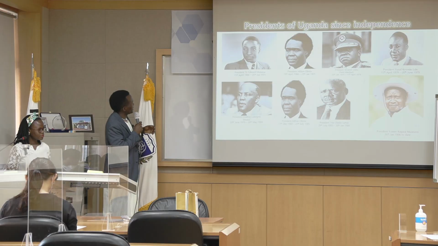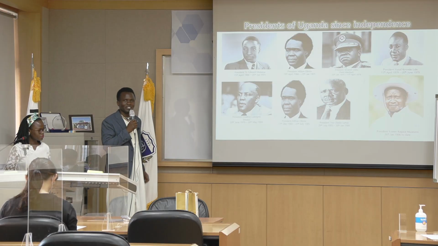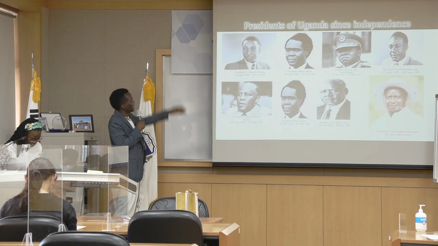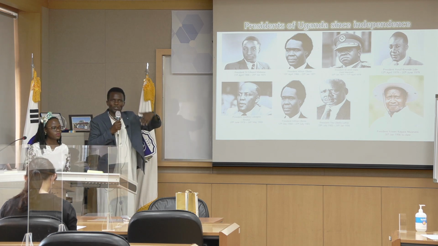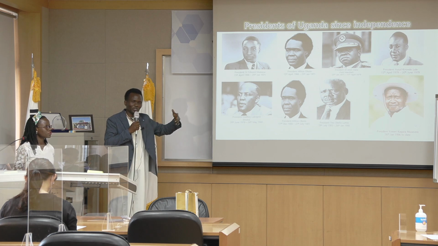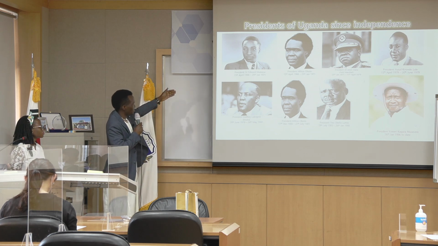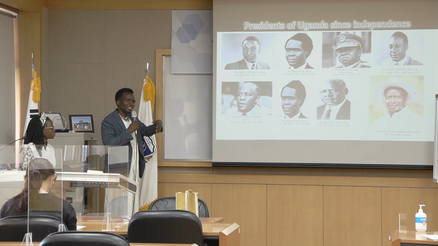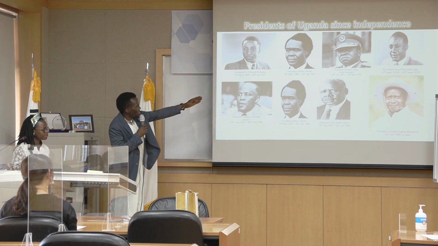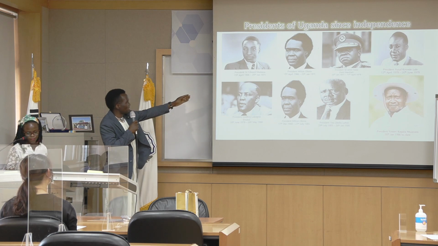So what the whites did was to create division, divide and rule. So they created another system of governance, the president and prime minister. So he was made a president, which was contradictory to the norms of the tradition. So he became the first president. The story is very long, but in the process, he was removed by the then government of President Milton Obote.